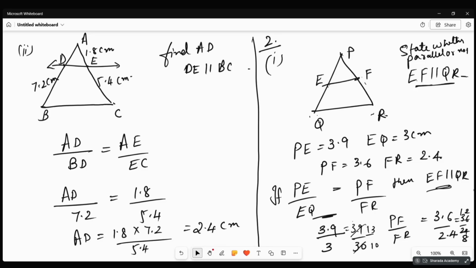First one, did you get parallel? No, it is not parallel because the ratios are not equal. Therefore, they are not parallel. That is, one is 13 by 10. That another one 12 by 8, that is 3 by 2. So they are not equal. Okay. Try the second one. Everyone, I'll come and check.